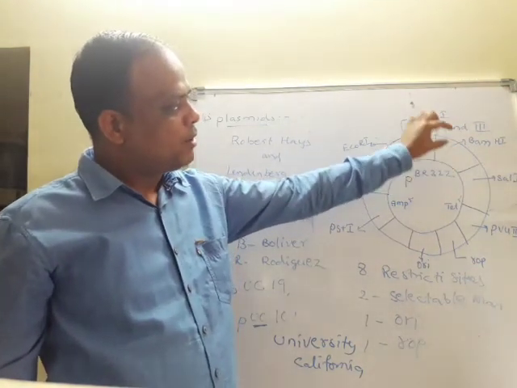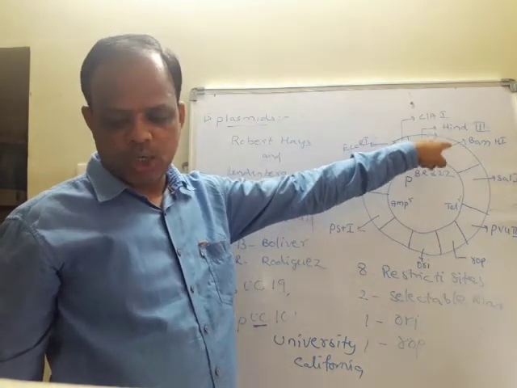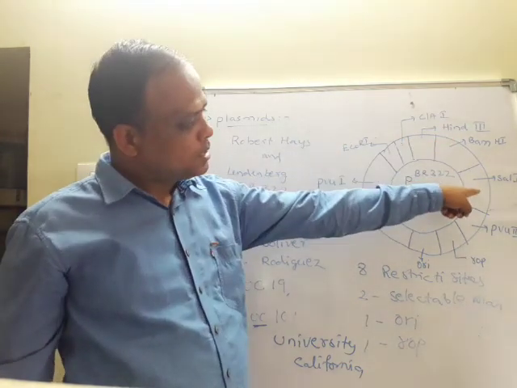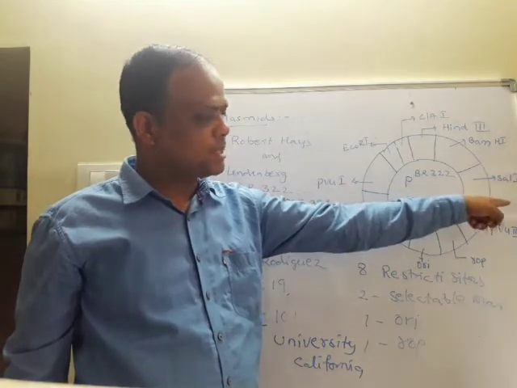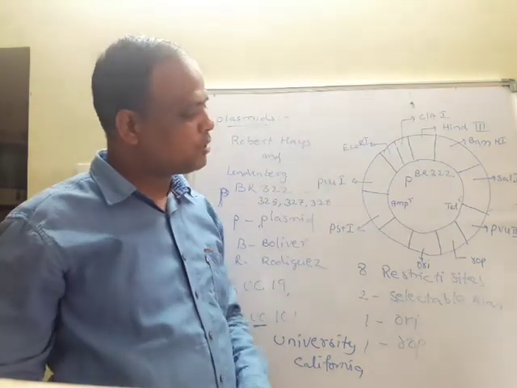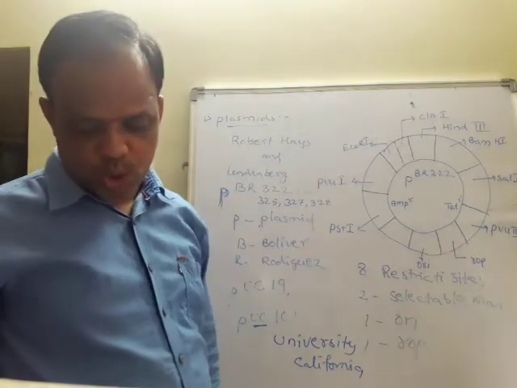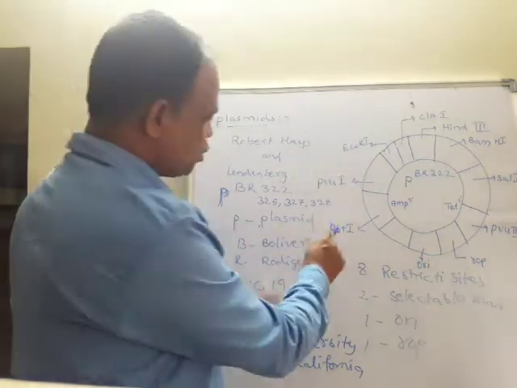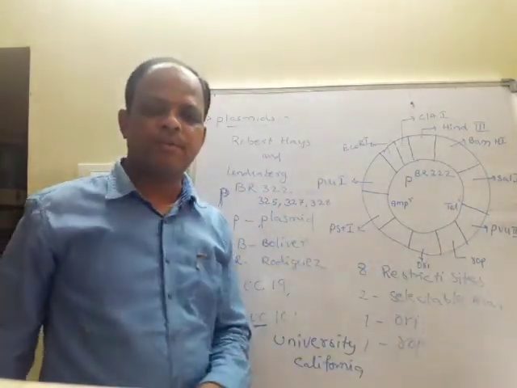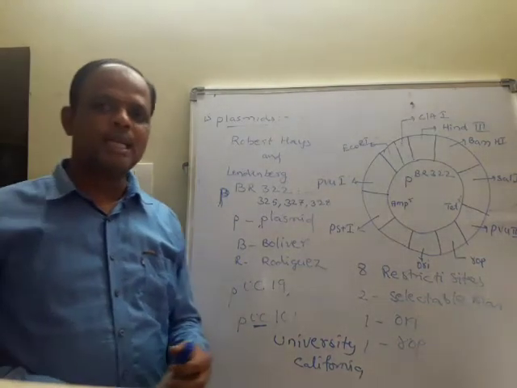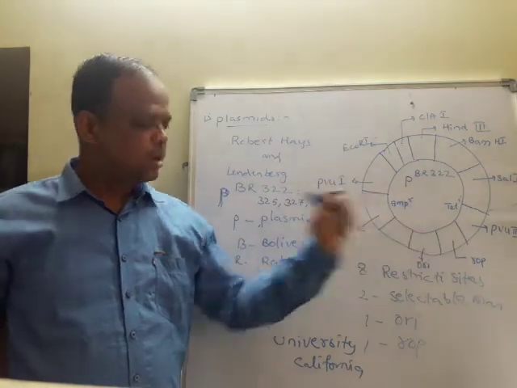This site was isolated from Bacillus amyloliquefaciens. And Streptomyces albus. This SalI was isolated from Streptomyces albus. And this is PvuII and PvuI. Both of these sites were isolated from Proteus vulgaris.